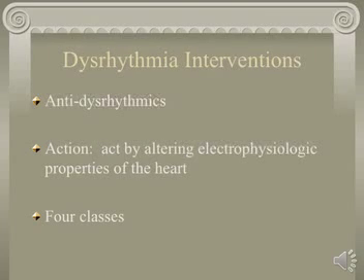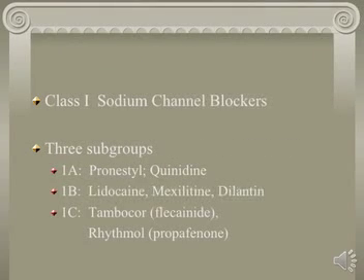So let's talk about the four major classes of anti-arrhythmics. The first class are Class 1 sodium channel blockers. These drugs block sodium to help prevent depolarization. They slow the impulse conduction through the atria and the ventricles. And they are used to treat life-threatening ventricular dysrhythmias. Sodium channel blockers are put into three subgroups. They are Class 1A, 1B, and 1C.